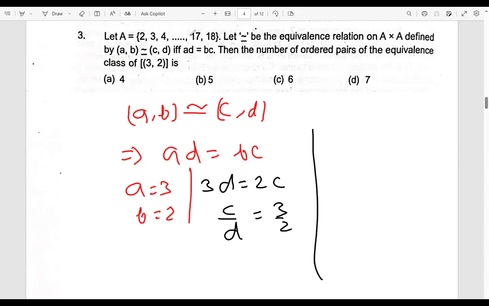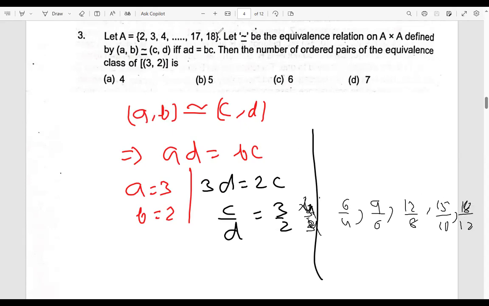So c over d is 3 by 2. That means we have to look for all such ordered pairs which belong to this. It's very easy, like c over d is what we have to get. So we can multiply, for example, by 2, and we'll get 6 by 4. If I multiply by 3, I'll get 9 by 6. Multiplying by 4, it's going to be 12 by 8. Multiplying by 5, that is 15 by 10. Multiplying by 6, 18 by 12.